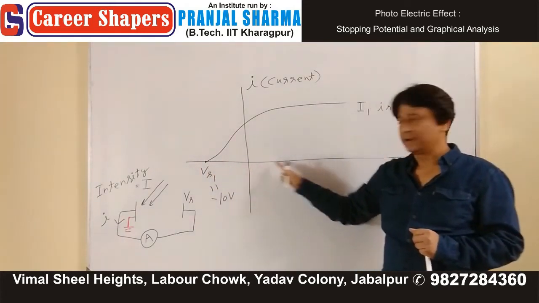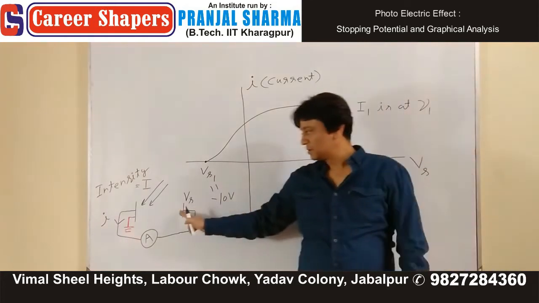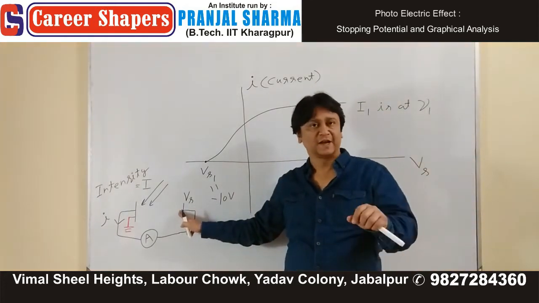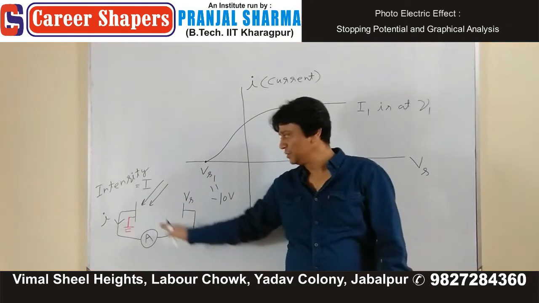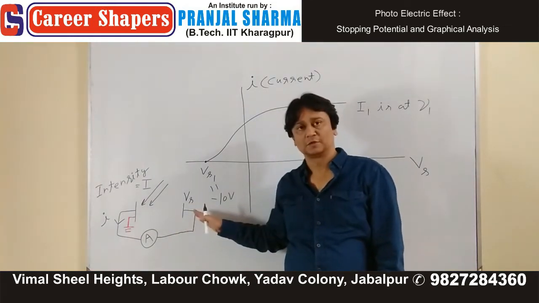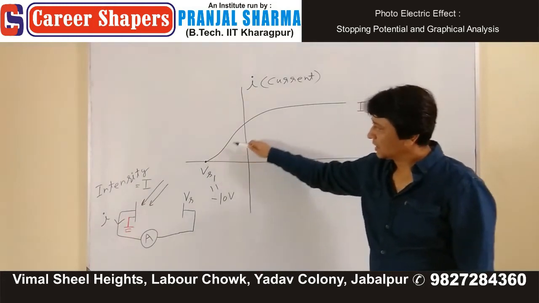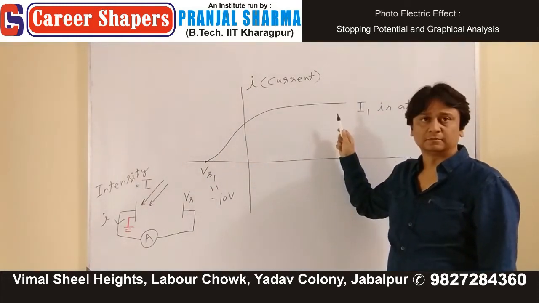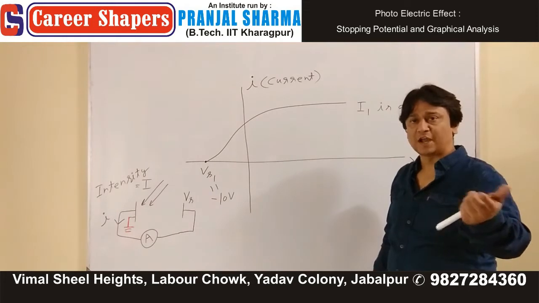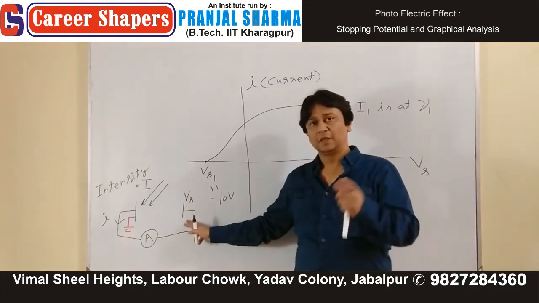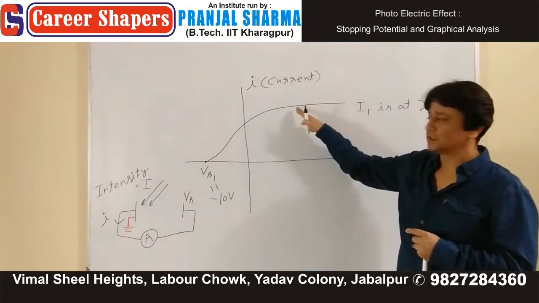Now, if I make stopping potential positive, less negative, if you make it less negative, more positive, that means you are attracting these electrons. As you attract these electrons, current increases. More electrons are able to reach, and therefore your current increases.